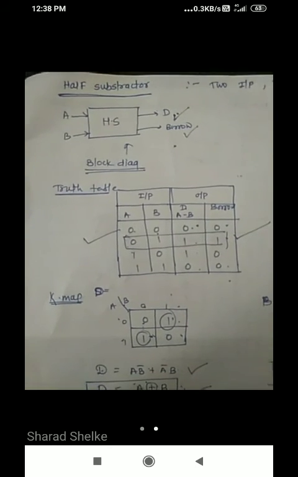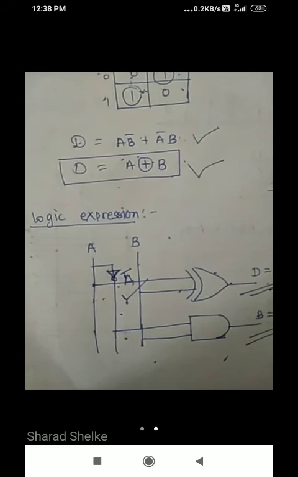A question will be asked for 4 marks: design the half subtractor circuit. The important points are the block diagram, then the truth table with two inputs and two outputs, then the K-map realization for difference and the K-map realization for borrow. We get two logic expressions: D is equal to A XOR B, and B is equal to A bar B. Then the logic diagram will be drawn for difference D and borrow B. In this way, the student will be able to design the half subtractor.